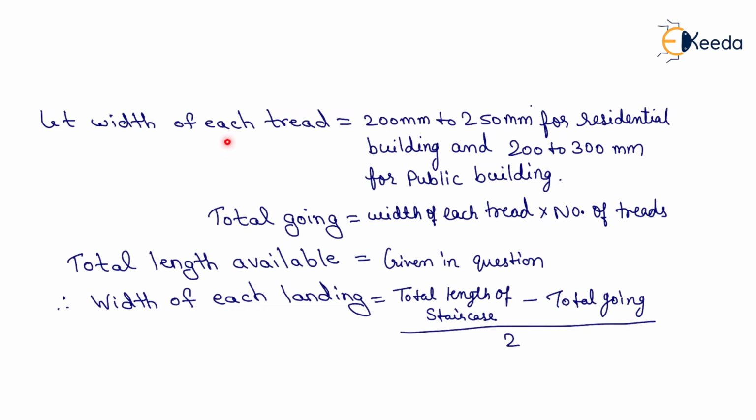Let width of each tread equal 200 mm to 250 mm for residential building and 200 to 300 mm for public building. Total going equals width of each tread into number of treads. Total length available will be given in question. Therefore, width of each landing equals total length of staircase minus total going, divided by 2.